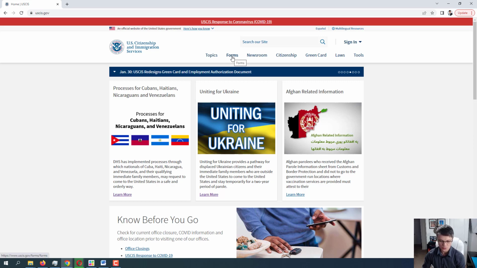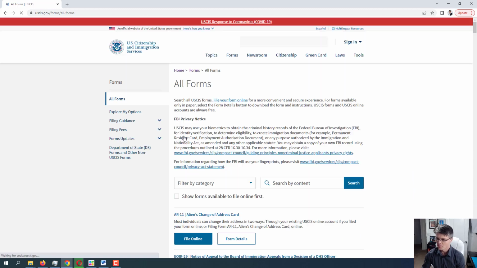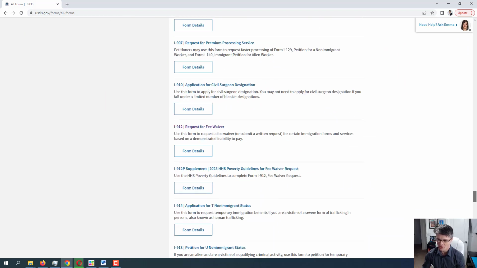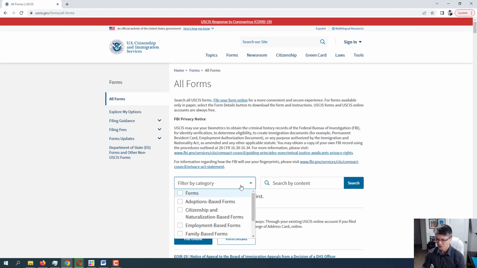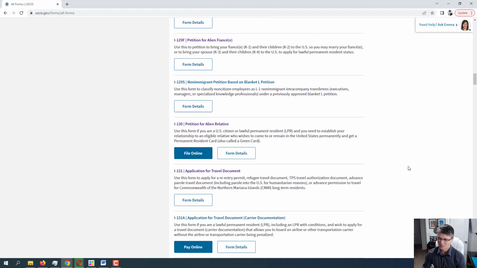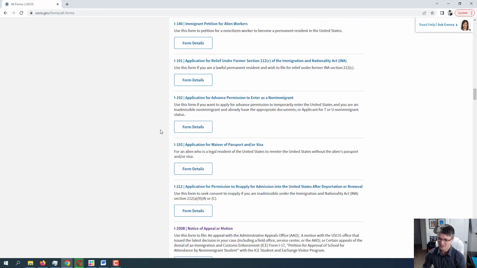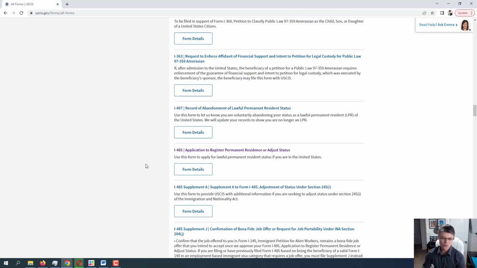We're going to click on Forms, and then you will see All Forms, and that will give you all the forms that are available, all the petitions, all the applications. You can just search here, or filter by category, but we'll scroll through all of these so you can see approximately where it is. As you can see, they go in numerical order. So 485, here we go: I-485, Application to Register Permanent Residence or Adjust Status.